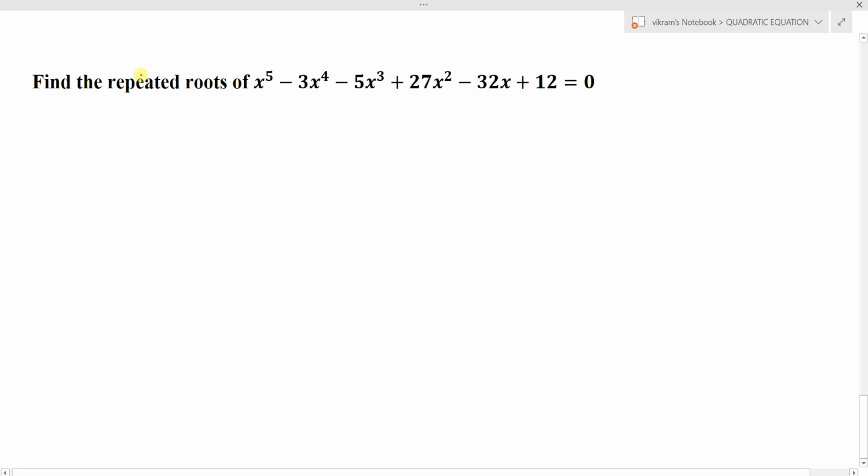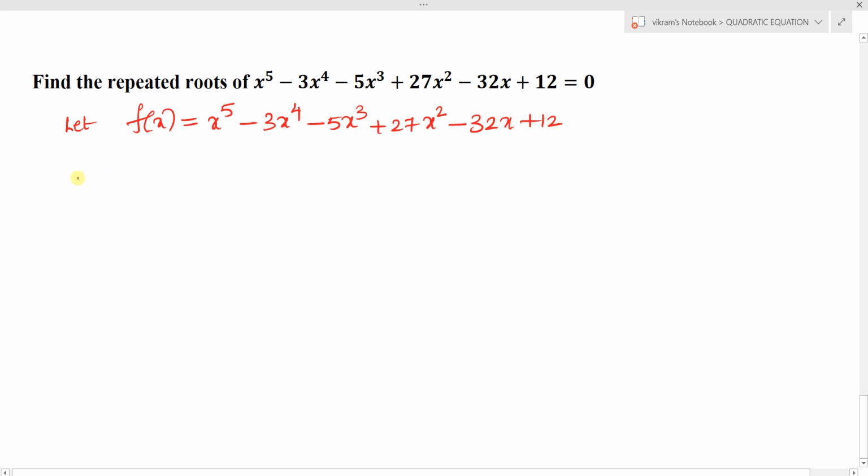Next question. Find the repeated roots of x power 5 minus 3x power 4 minus 5x cube plus 27x square minus 32x plus 12 equal to 0. To find the multiple roots, the first thing is to assume f of x is equal to the given polynomial: x power 5 minus 3x power 4 minus 5x cube plus 27x square minus 32x plus 12.